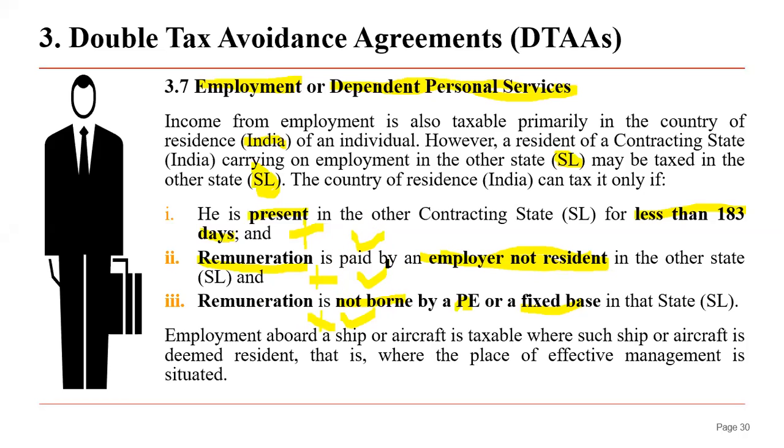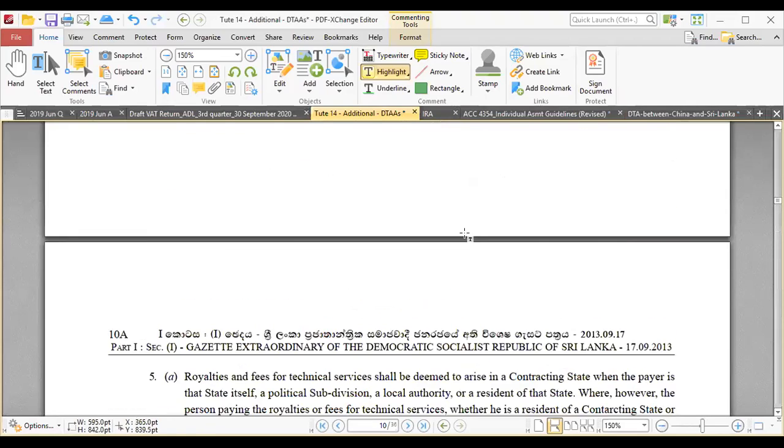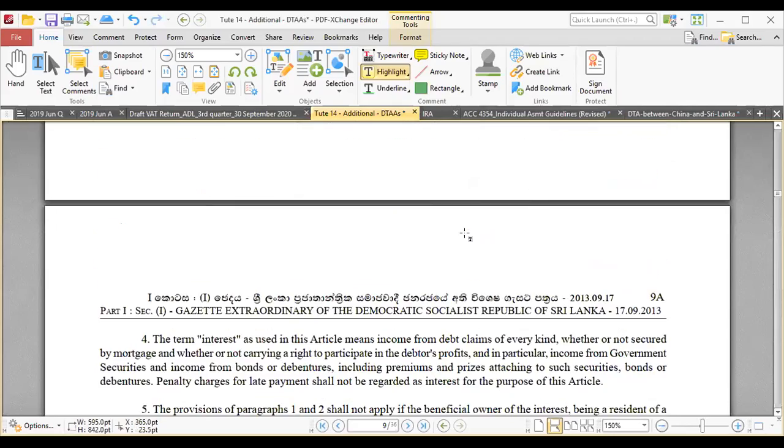Keep in mind, all three conditions need to be satisfied. Here the "and" is the important word. If you read the article in the DTA, you can see "and". Let me share the DTA with India as well, when it comes to the India DTA.